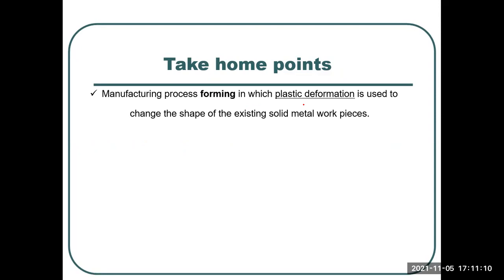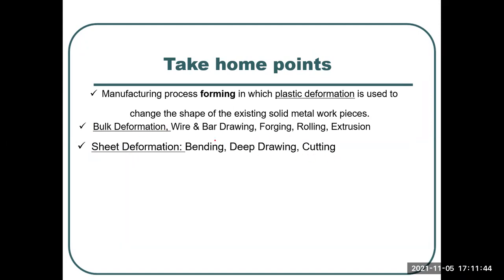Forming is very much related to plastic deformation. Casting is related to solidification: you solidify from liquid to solid. Forming is more plastic deformation, and machining is just taking away, which is subtractive. So please bear in mind the big difference between the three processes we have learned. For bulk deformation we have this, and for sheet deformation we have this.